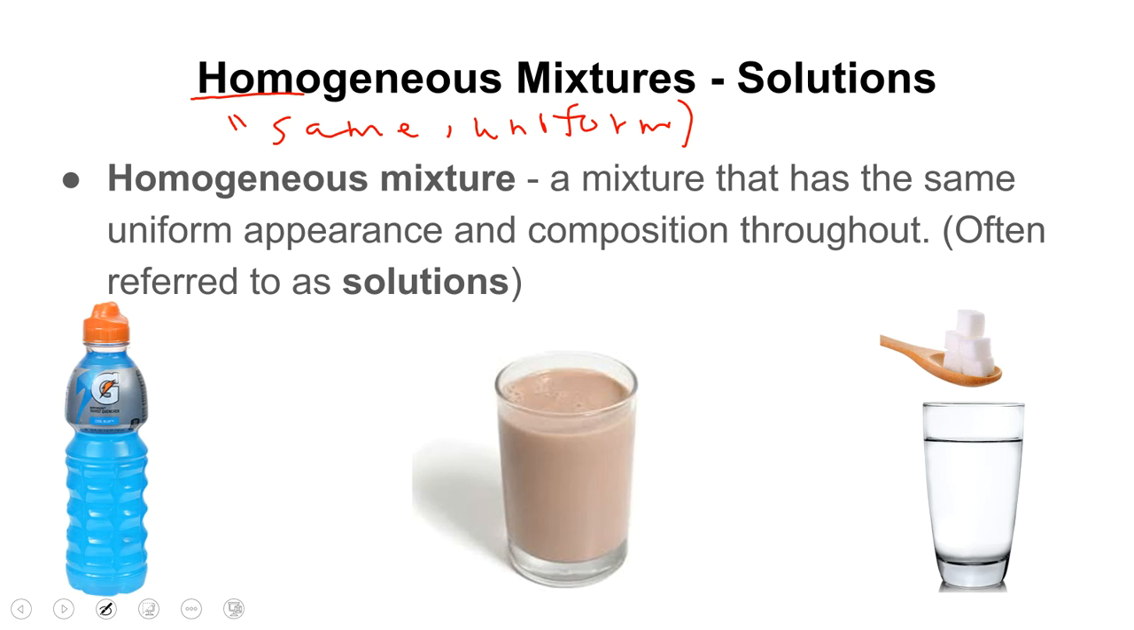So for instance, Gatorade, we know there's some water in there, there's probably some sugar, electrolytes, things like that, but when you look at it, it's just a uniform liquid. I can't see the individual particles in that liquid. Chocolate milk is also another example because it's uniform, everything looks evenly mixed. And then lastly, sugar water. If you put sugar into water and stir it up and it dissolves, you cannot tell that there's actually sugar in there. So homogeneous mixtures, or solutions, are mixtures in which you cannot tell the difference between the substances that are in that mixture.